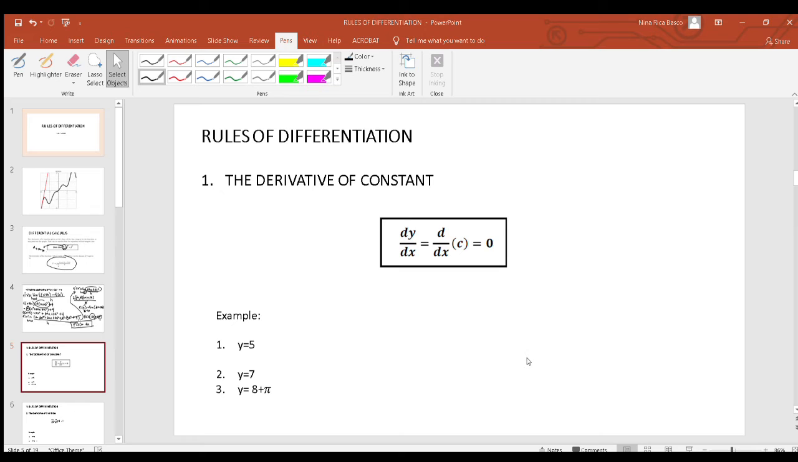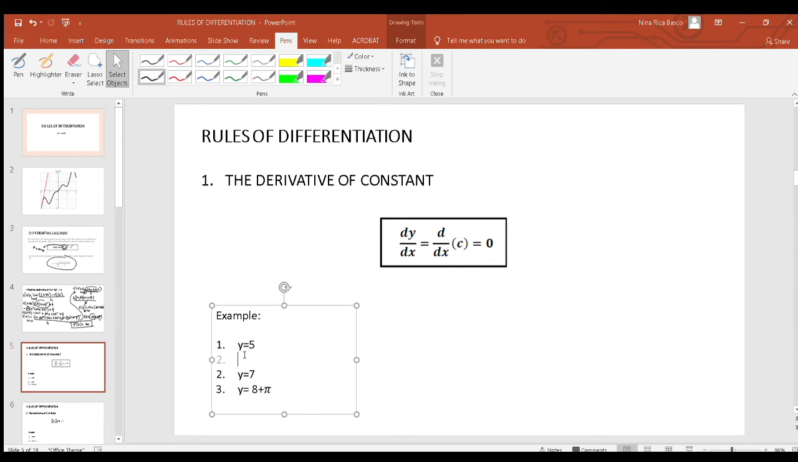Okay. As you notice sa solving natin kanina, it takes a long process para mahanap natin yung derivative of a function. And it takes time to solve that. So, in order to shorten the process of solving the derivative of a function, we have the rules of differentiation. The first one is the derivative of constant. So, sa constant natin, automatic, 0 ang derivative niya.